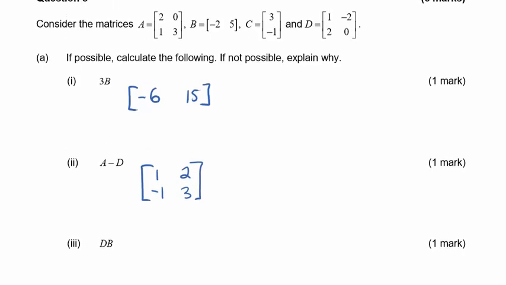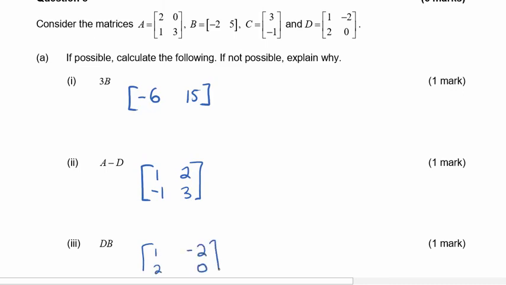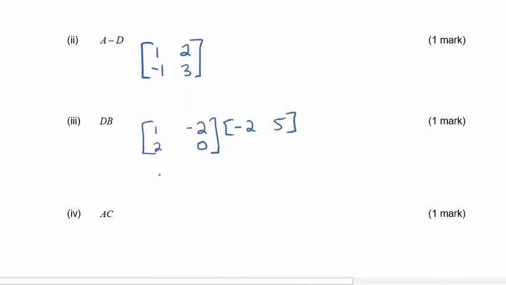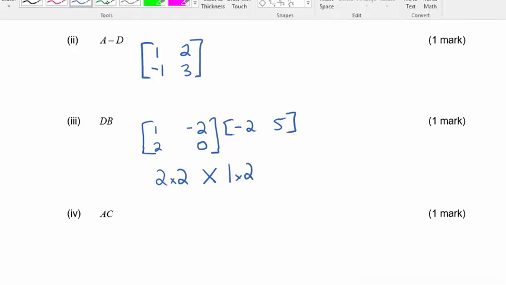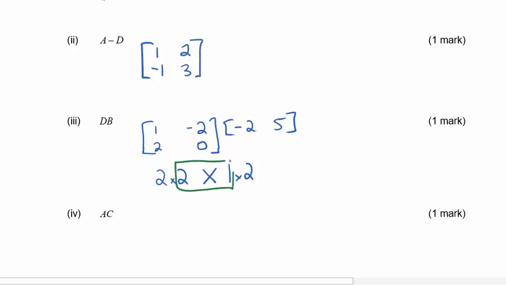D times B, so writing this out, we've got 1, -2, 2 and 0, then multiplied by -2, 5. I'm going to check this. I have a 2 by 2 matrix times a 1 by 2, and my problem lies in these two numbers in the middle not being the same, and so we can't multiply these two.